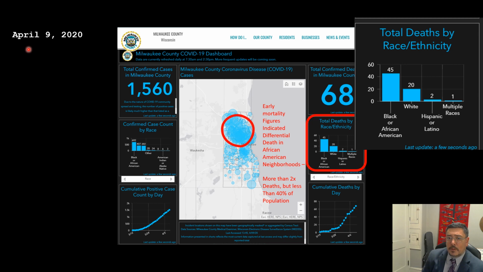And those problems with racial disparities in the city really played out at the beginning of the pandemic. Here's April 9th. You can see GIS visualization and the incidence of COVID-19 really falling in the African American community, and the total deaths also differentially impacting the African American community. And then very quickly thereafter, we had also a hotspot in the Hispanic community.